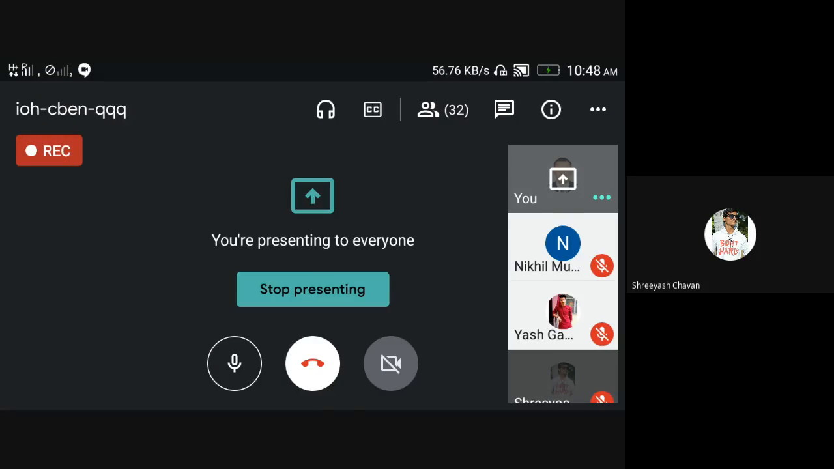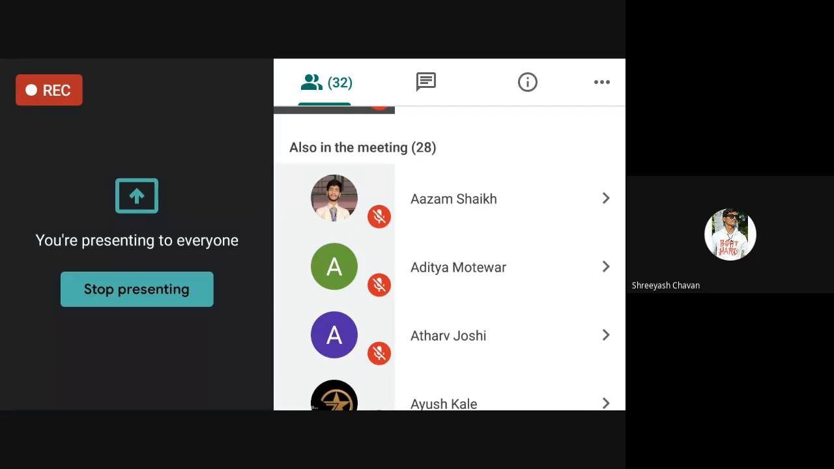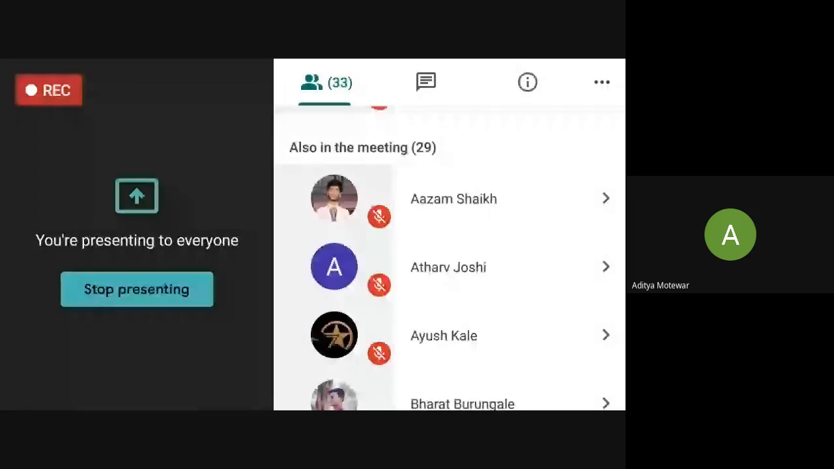Aditya Motevar. Yes, sir. Are you clear about this matrix, the mirror matrix? Yes, sir. Have you solved the three matrices about x-axis, about y-axis, and x is equal to y? No, sir, I solved only x and y. Okay, so try to solve about x is equal to y. Only the multiplication changes.